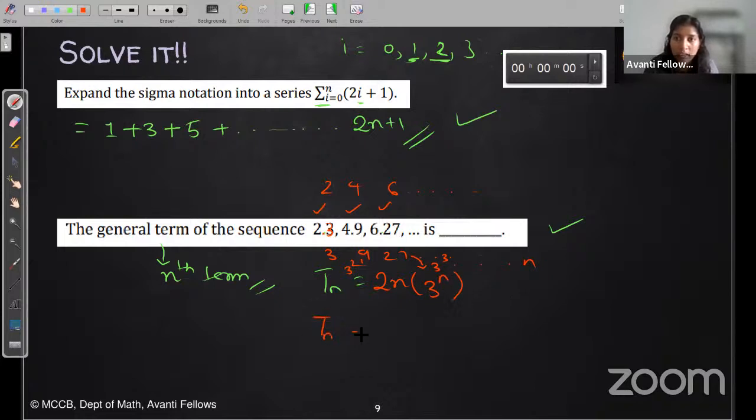So Tn will be what? Tn will be equal to 2 into n into 3 raised to n. So is it clear to you all? Have you understood how we found the nth term of the sequence?